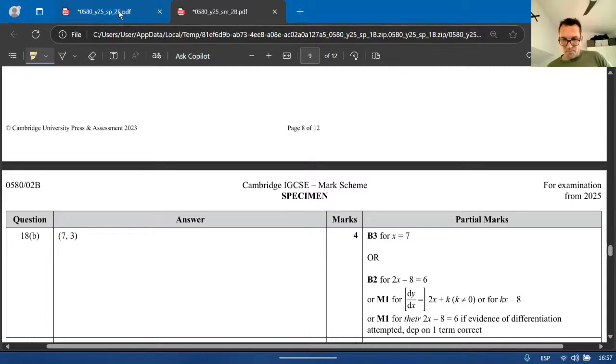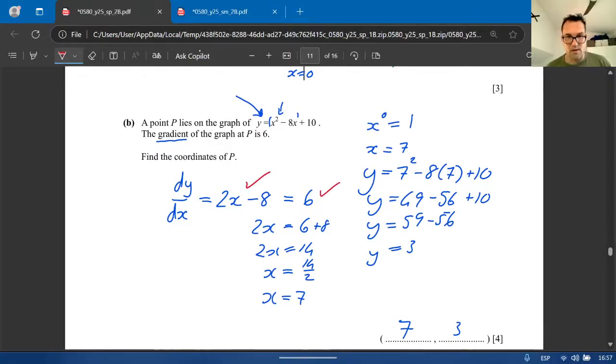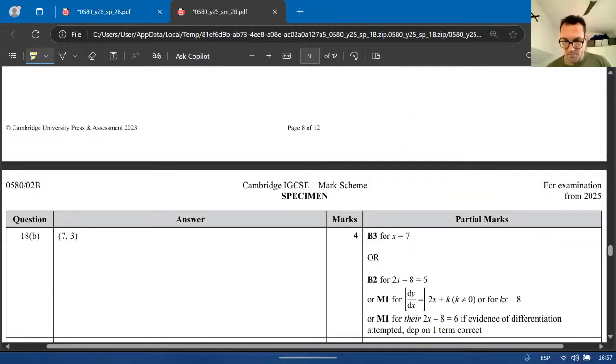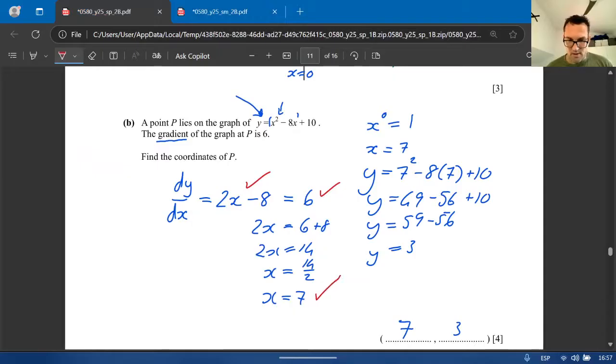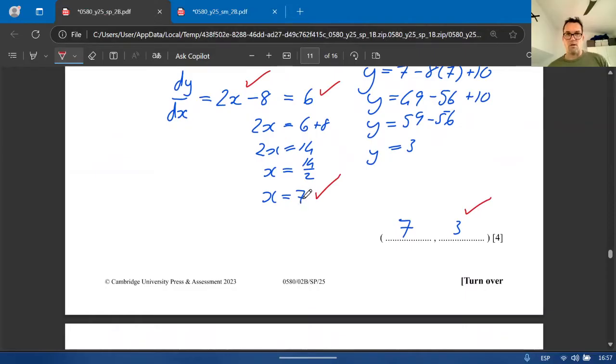So, you get 1 mark for differentiating. And even if you make a mistake on one of these terms, you get this mark. If you set it equal to 6, you get another mark. And then if you get 7, you get another mark. And then 3, the other mark. 4 marks. You can do this.